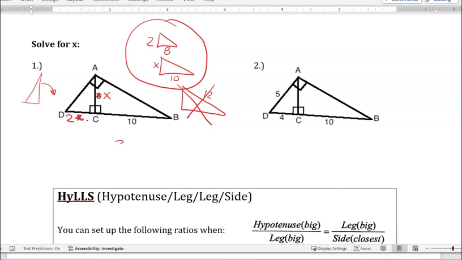And you could set it up as 2 corresponds to X and 8 corresponds to 10. And that would give you your 8x equals 20. And then you would divide by 8 and divide by 8. And that would give you 10/4 or 5/2.